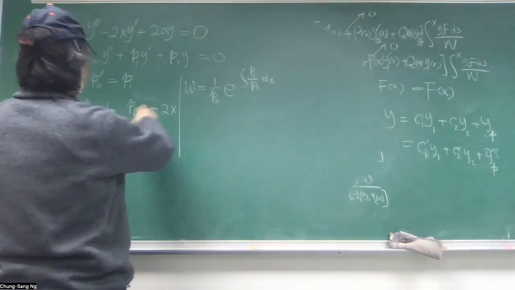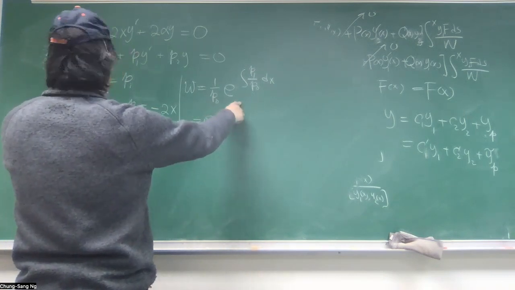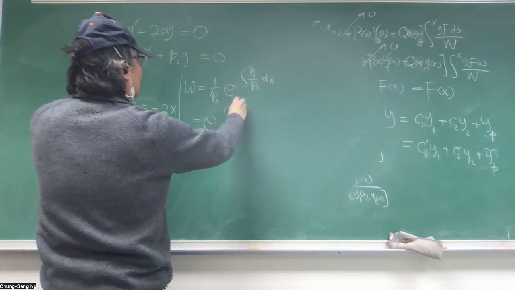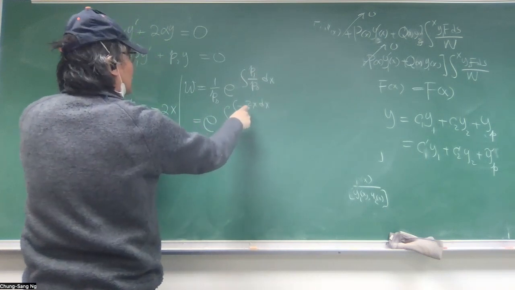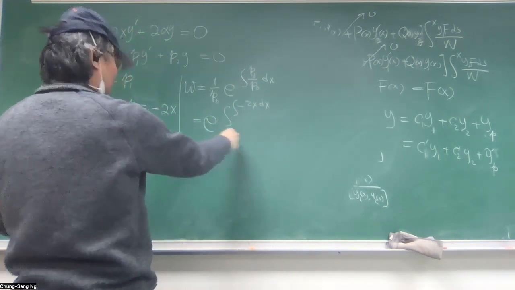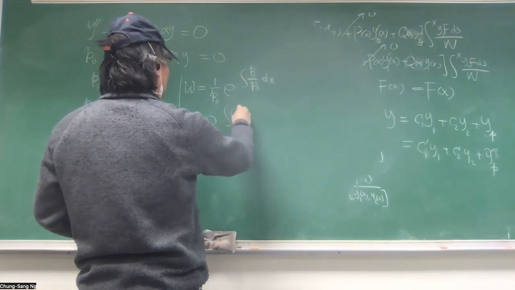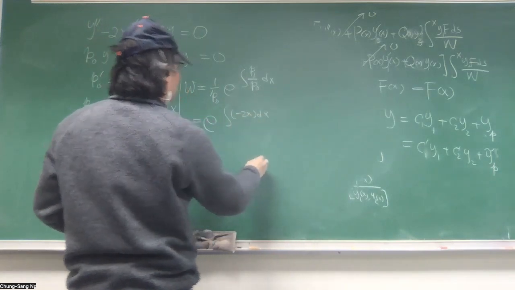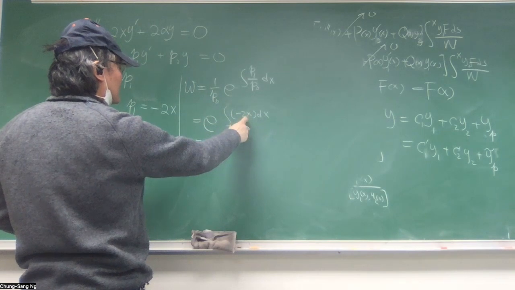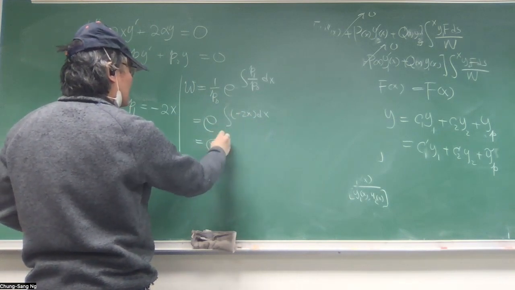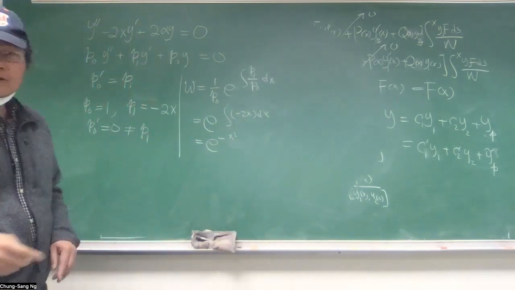Okay, so let's try it. P sub 0 is 1, so this is e to the integral, and P1 is minus 2x, so that gives minus 2x over 1. When you integrate that, you get minus x squared over 2 times 2, so that is e to the minus x squared.